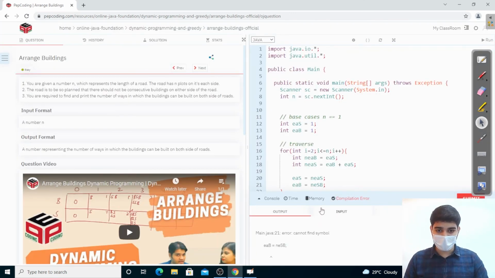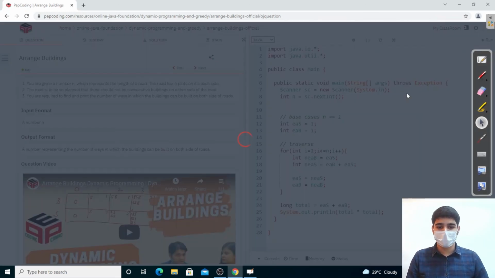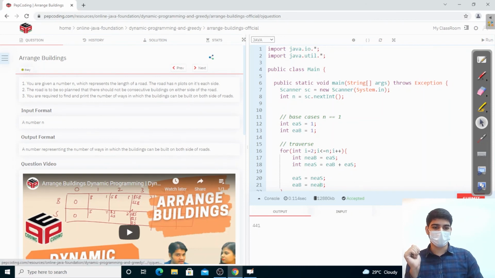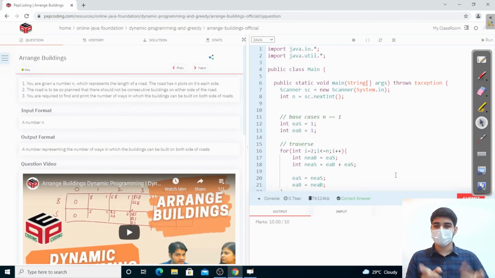we are getting an error. That is because it is new ending at building, right? So if I run this again, it is working, right? We are getting the correct output for our sample test case. If we submit this, then it's passing all the test cases.